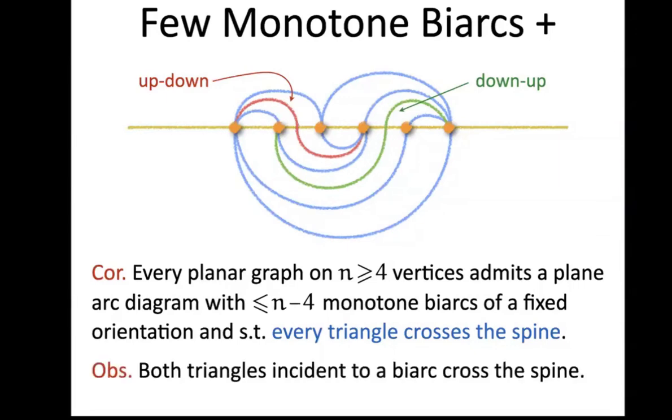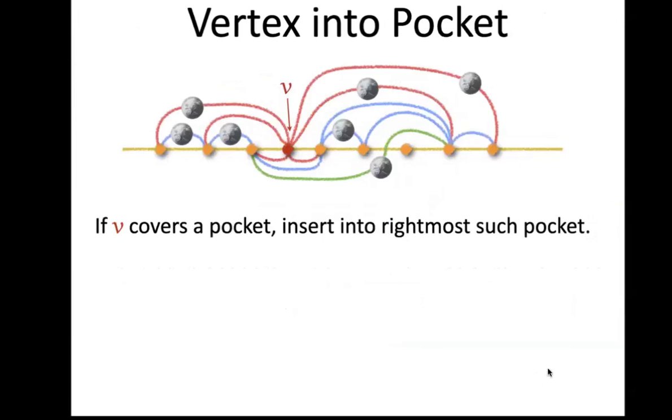In particular, note that if we have a biarc, then both incident triangles always cross the spine, namely in a neighborhood of the crossing where the biarc crosses the spine, right? Then these parts will always be on the inside. So that's the nice thing about the biarcs. They make spine crossing triangles. But on the other hand, we don't want to use too many of them because we want to have this upper bound. But it's easy to show that we can get both. Namely, let's just go back to the previous scheme again. We had these two cases of insertion.